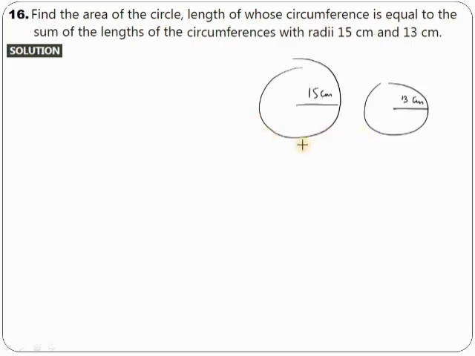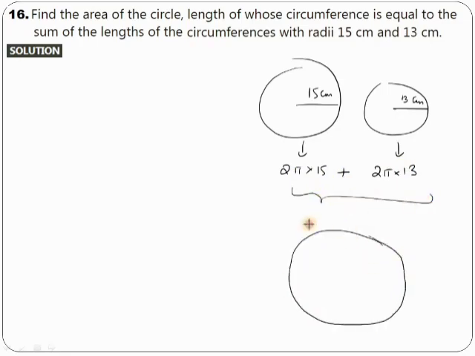Now you will be able to find its circumference, isn't it? It will be 2 pi r, and r is 15 here, and its circumference is going to be 2 pi r, where r is 13 here. So when you add this circumference and this circumference, you will get the circumference of the biggest circle.